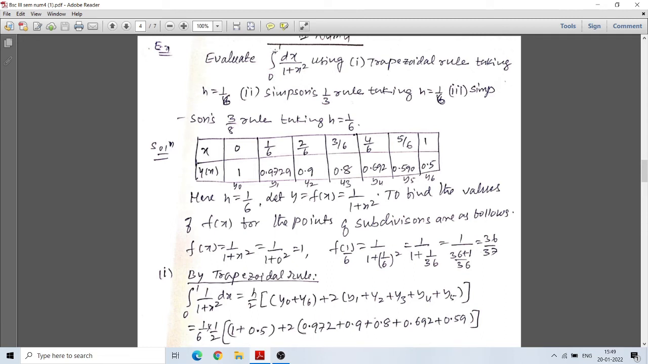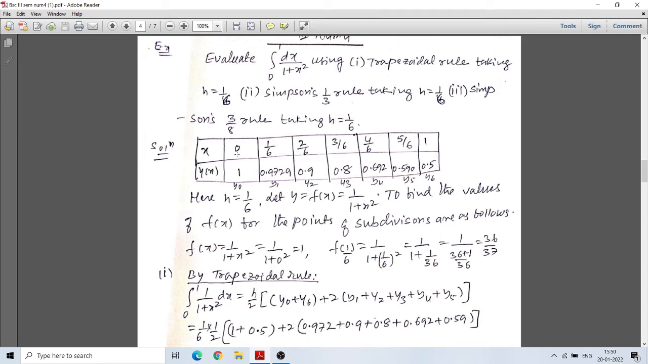The interval 0 to 1, we take the subintervals in such a way that they are equal parts. So how many parts did I take here? 1, 2, 3, 4, 5, 6 parts. That is why we took 1 over 6, meaning 1 by 6, 2 by 6, 3 by 6, 4 by 6, 5 by 6, 6 by 6 is 1. So this is the given table.